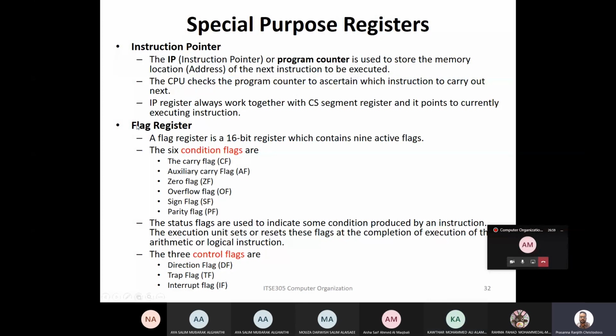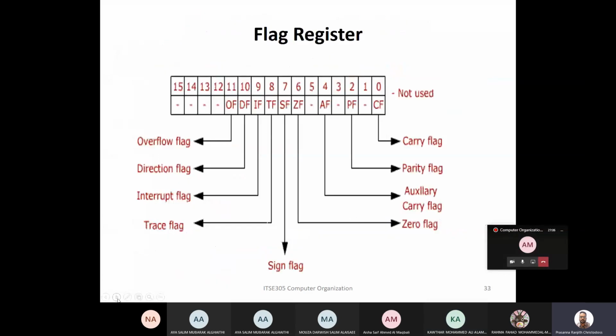Okay, the next important one is the flag register. This flag register is a 16-bit register. It has different flags. I'll show you from the picture. This is the flag register. You have 0 to 15, that is, it is 16-bit. There are different flags. The 0th bit is the carry flag, then the parity flag, auxiliary flag, zero flag, sign flag, trace or trap also they say, interrupt, direction flag, and overflow flag.